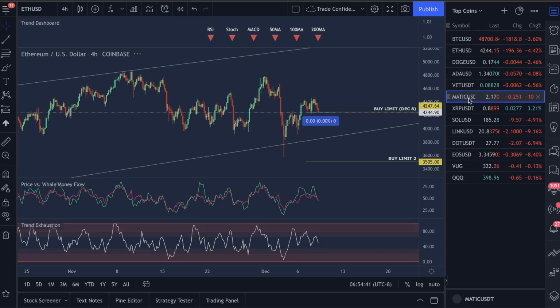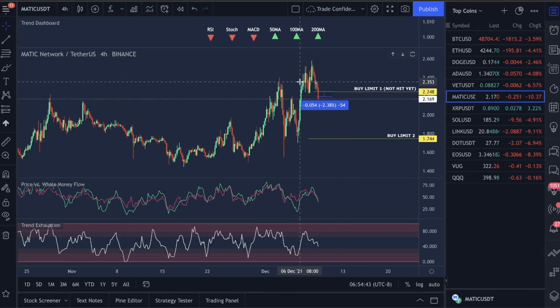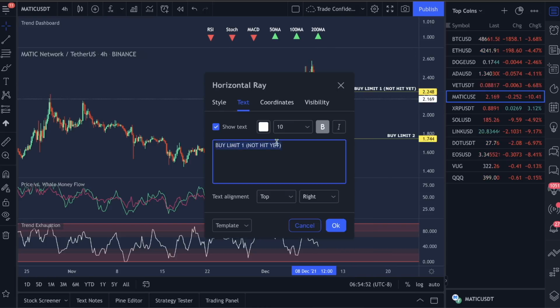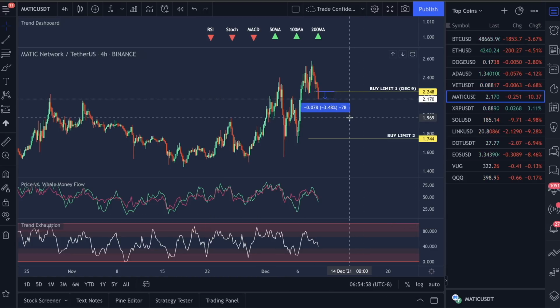That Matic exit that we ended up calling over here was basically at the top here before we started crashing back down. Matic is back into a long trade right now, and we're doing great. This actually ended up hitting, just so you guys know, on December 9th, so I'm going to update this. And we are officially in this trade. I am in this trade as well with you guys, with my money, with Matic. So we'll be watching this.